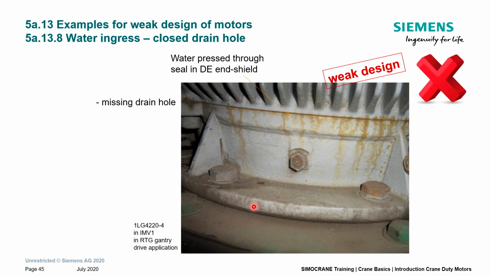This is a typical picture I like. When you go with open eyes through a harbor area and you have a look at the gantry motors, you see this picture where through the ceiling there is rusty water. That means the motor is filled with rusty water. And the issue is, of course, that the motor will die early. And here I assume that the drain plug was also not removed.